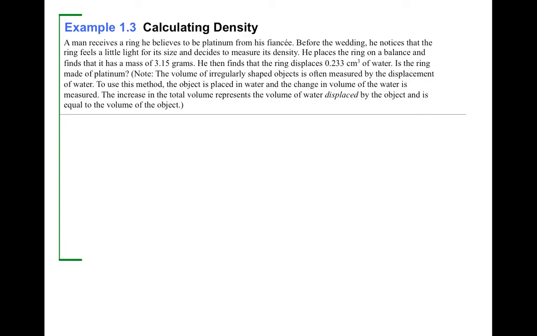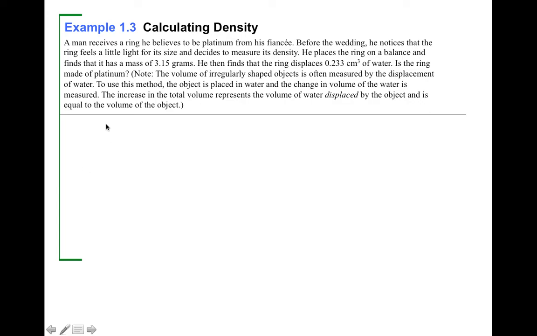Okay. Our next example, a man receives a ring he believes to be platinum from his fiancée. Nice. Before the wedding, he notices that the ring feels a little light for its size, and he decides to measure its density so he can decide if his fiancée is trustworthy and is worthy of entrusting the rest of his life. Something like that. He places the ring on a balance and finds it has a mass of blank.